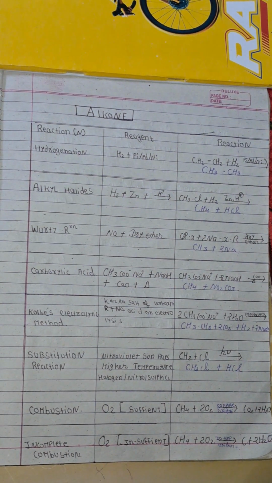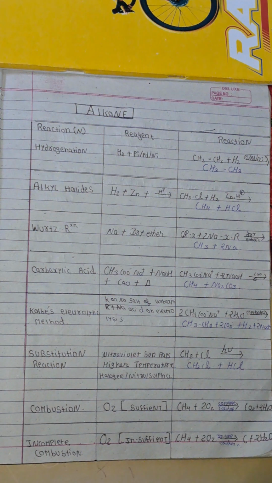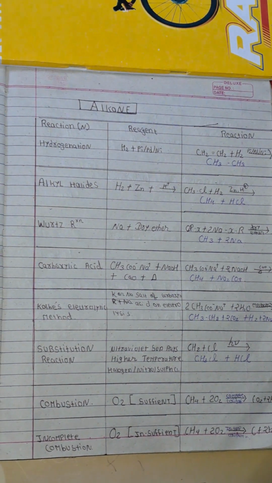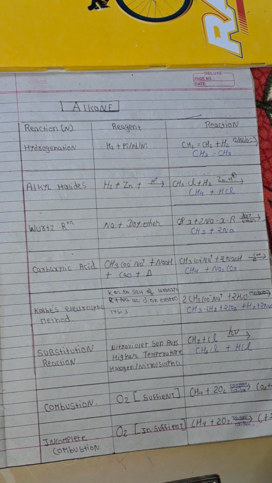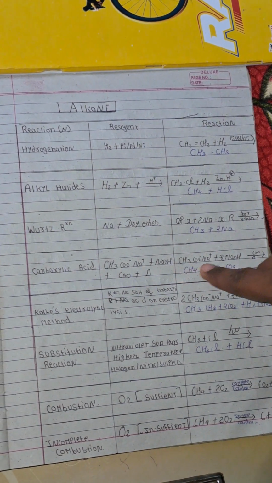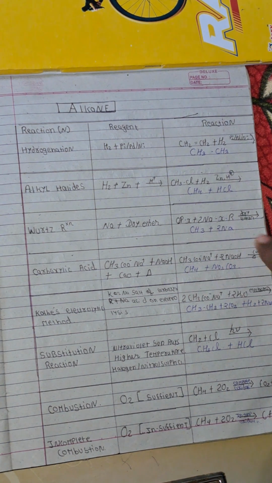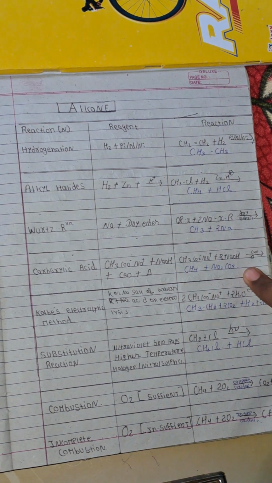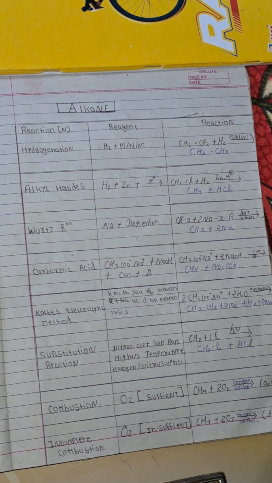The fourth reaction is from carboxylic acid. Now the sodium salt of carboxylic acid in presence of sodium hydroxide and calcium oxide at higher temperature gives alkane. The reaction is here CH3COONa, the sodium salt of carboxylic acid, plus sodium hydroxide in presence of calcium oxide and higher temperature gives methane and sodium carbonate.